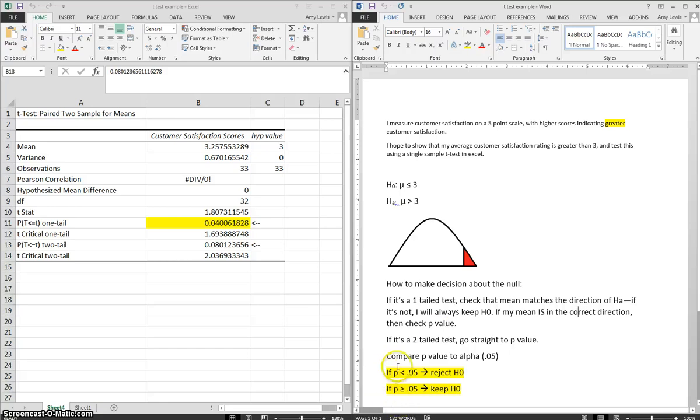So I'm going to go straight down to here, my yellow highlighted decision rule. So I've already said that my p-value, 0.04, is the appropriate one because it's a one-tailed test, and I've already double-checked that it's in the correct direction.